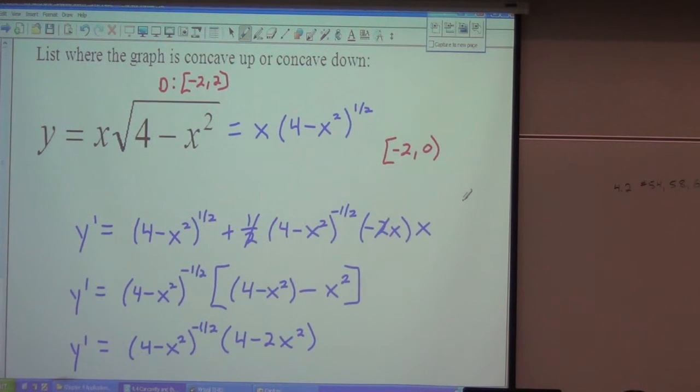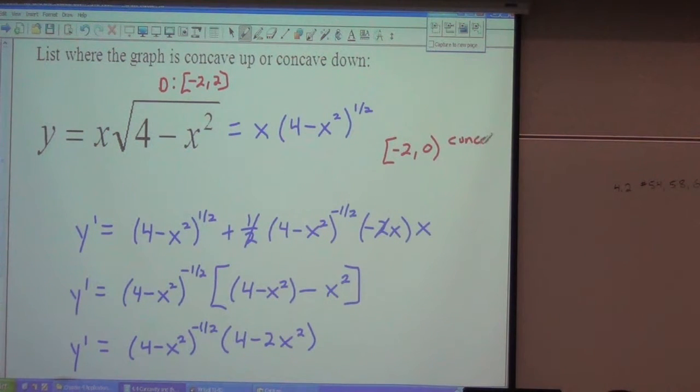So would that be concave up or concave down? The graph is going up, so its first derivative is positive. The second derivative is the derivative of the first derivative, so that means the second derivative is positive. So it means this is concave up.